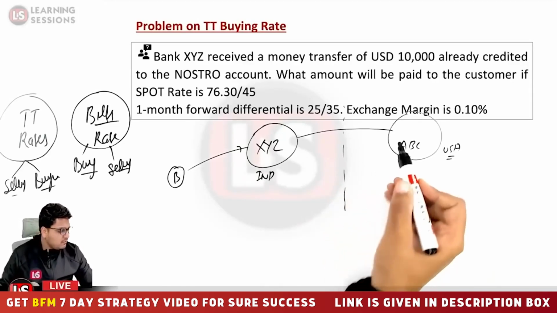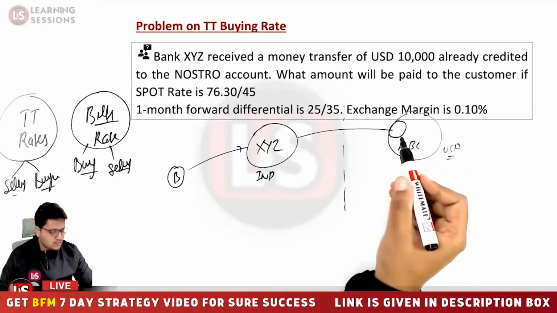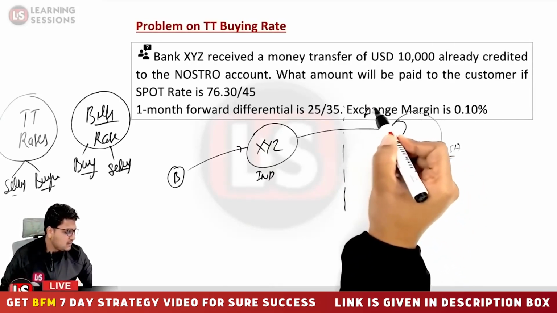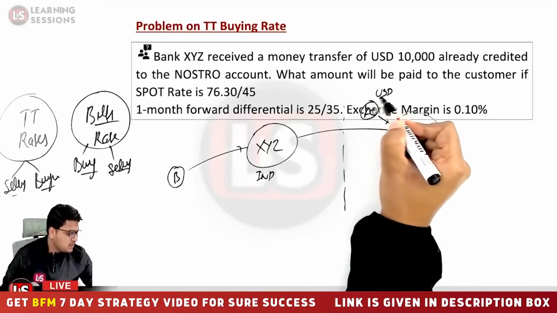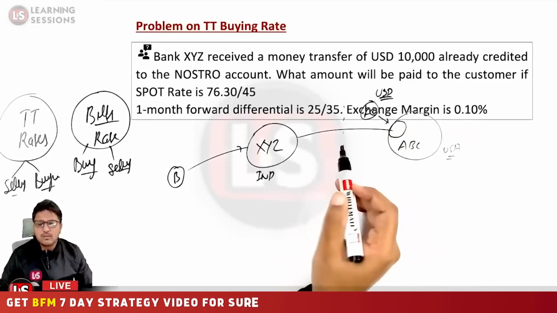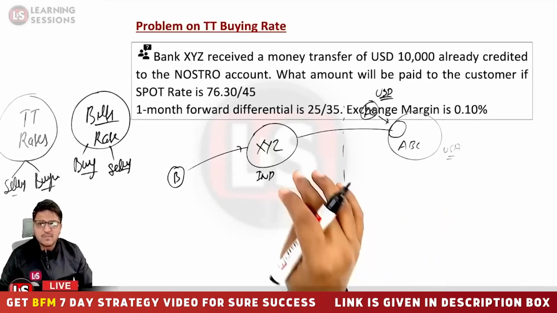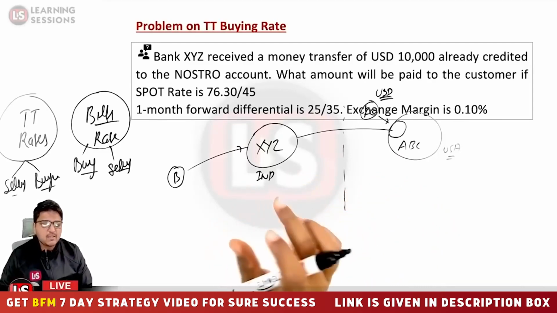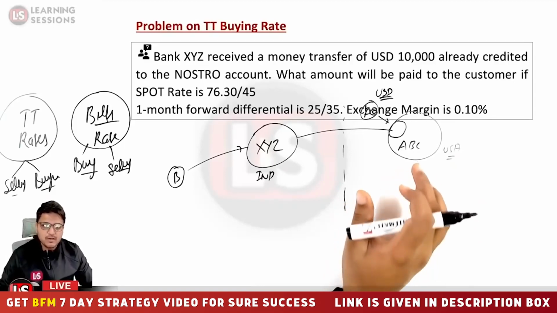Now XYZ bank will be maintaining a foreign currency account in bank ABC, maintained in USD. This account will be the Nostro account of the bank XYZ. That is the account the bank is maintaining with the correspondent bank, and it is maintained in foreign currency.